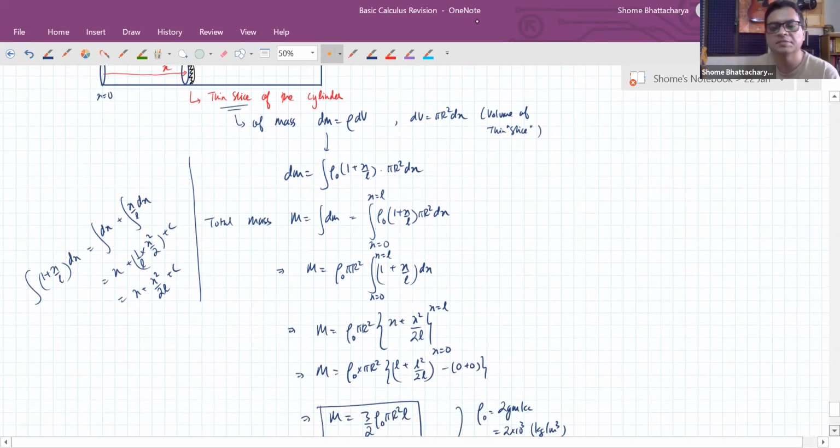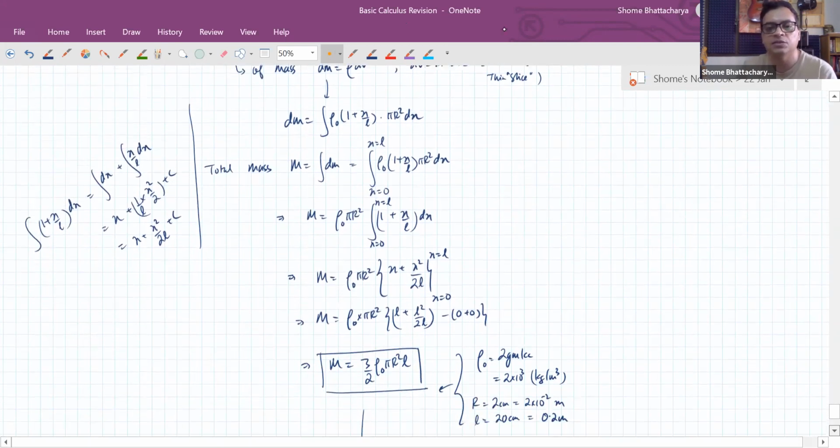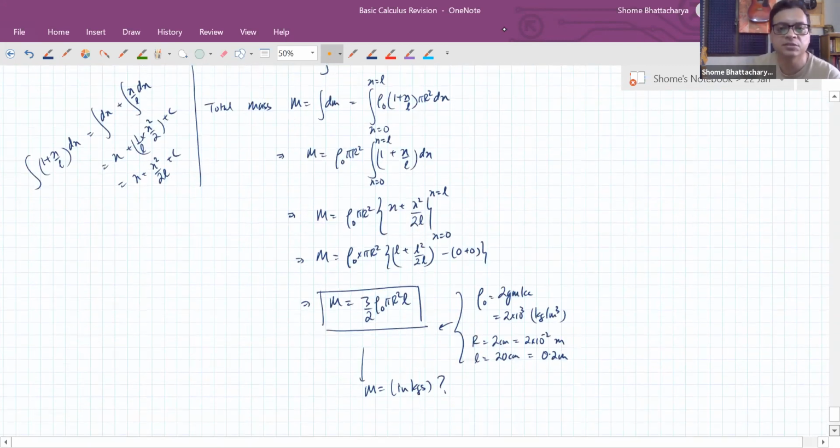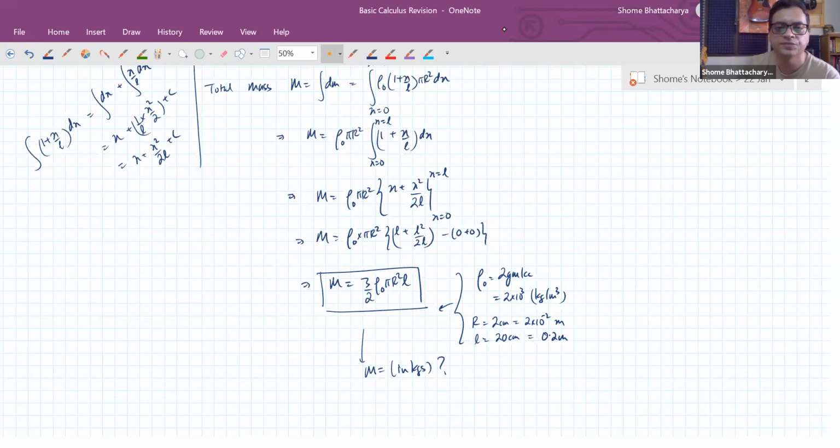Okay, and next time we will pick up some more examples of the application of definite integration, and we'll discuss definite integration also in more detail.